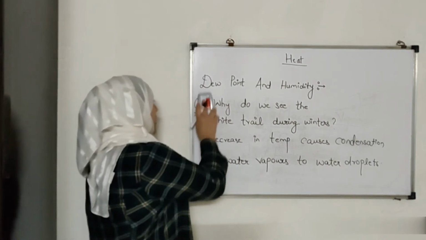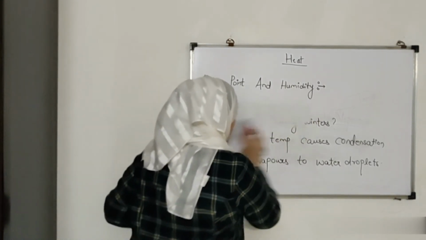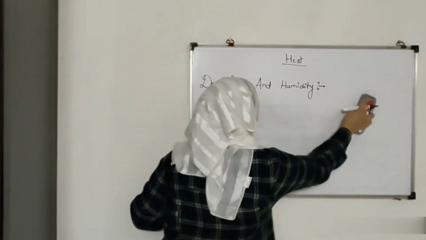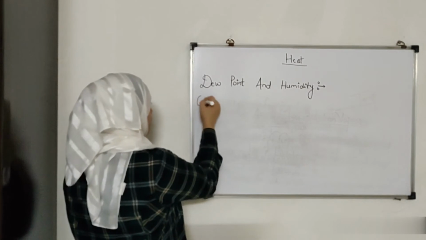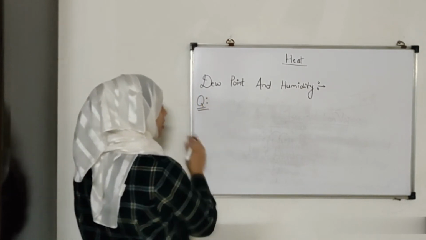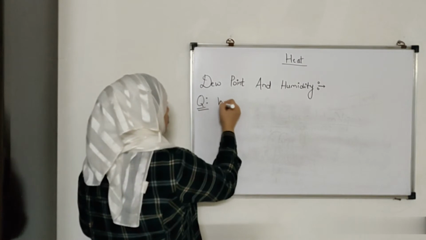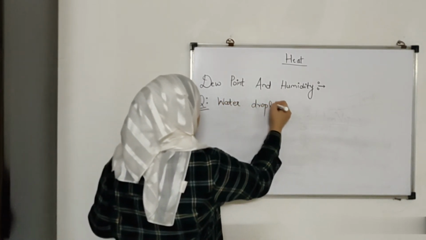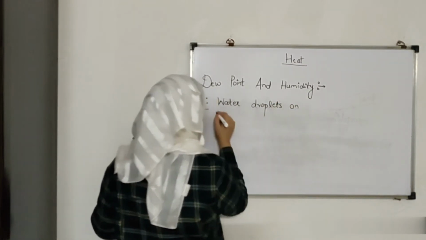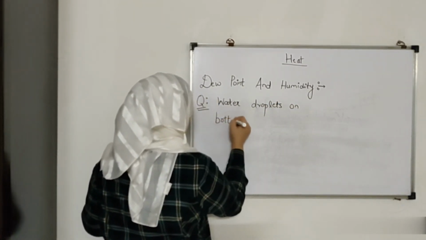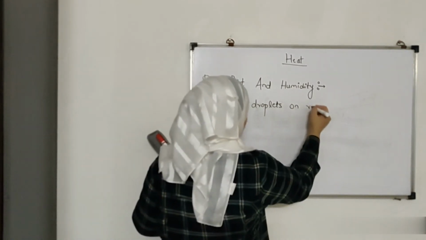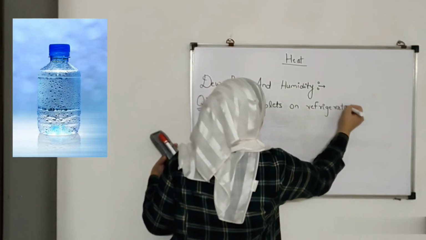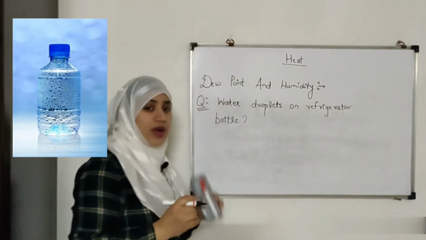Okay, so next, can I take a question like, how do we see the formation of water droplets around the water bottle taken out of the refrigerator? So my question is, water droplets on a bottle, or I can say on a refrigerator bottle. Okay, how do I get this?